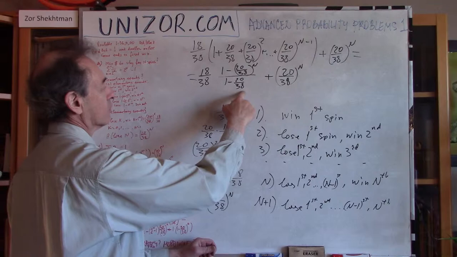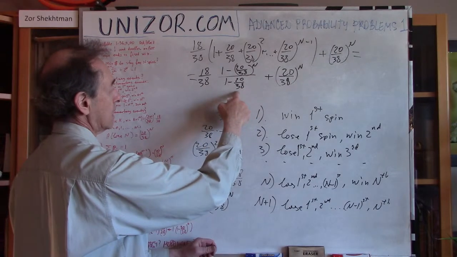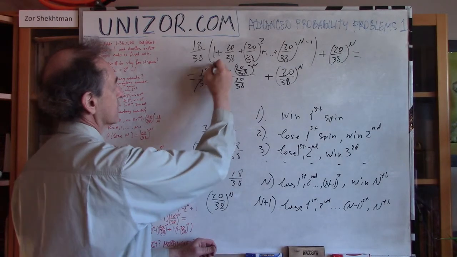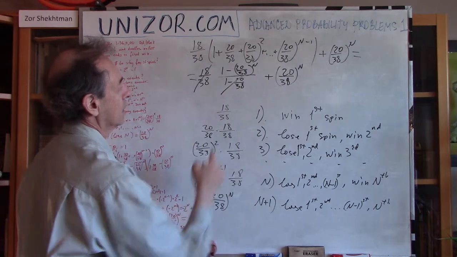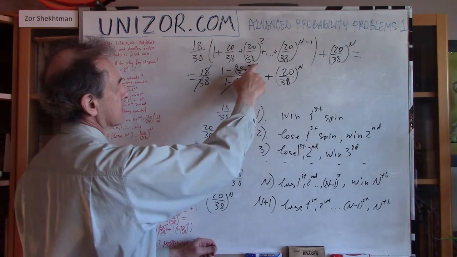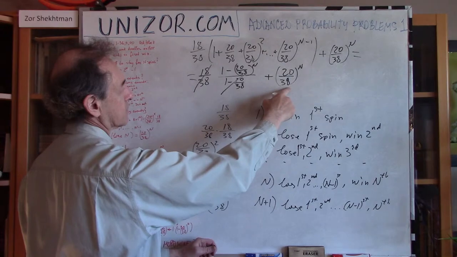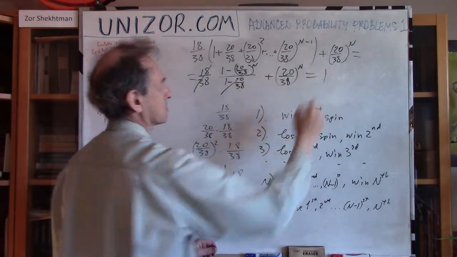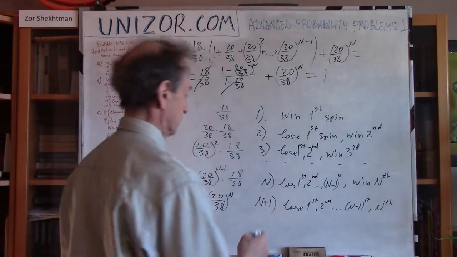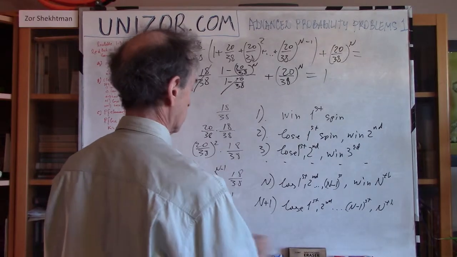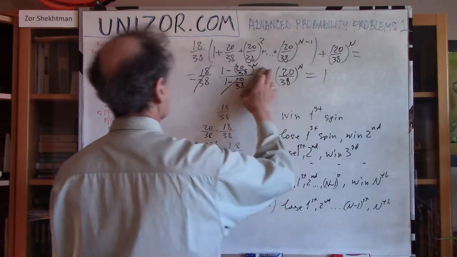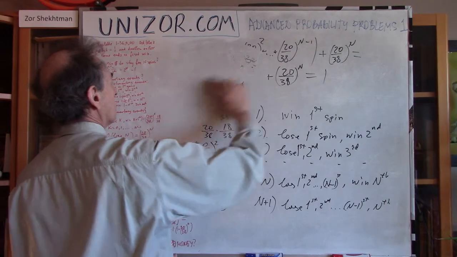One minus 20/38 is 18/38, and this is 18/38. So these two are canceling out. Now you have 1 minus 20/38 to the power of n, plus 20/38 to the power of n, which means it's equal to 1. So my check is fine. Sum is equal to 1. That's good. So this is my next problem.